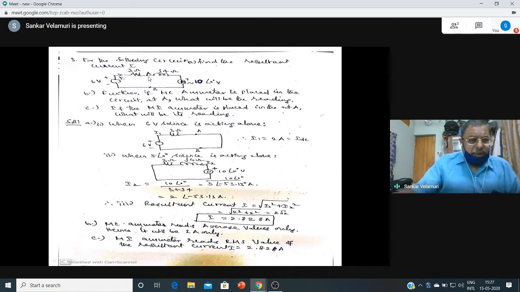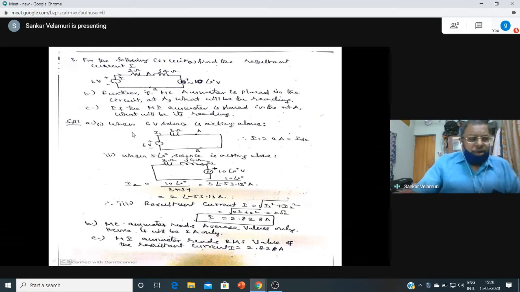So now you understand this point. I will repeat the statement of the problem. For the following circuit, find the resultant current I. The circuit given is 6 volts DC, 3 ohms resistance, an inductive reactance of 4 ohms, and this is 10 at an angle 0, the voltage source. Subsequent questions I will explain based on the current obtained in the circuit. Further, if a moving coil ammeter is placed in the circuit at A, what will be its reading? If the moving iron ammeter is placed in the circuit at point A, what will be its reading?